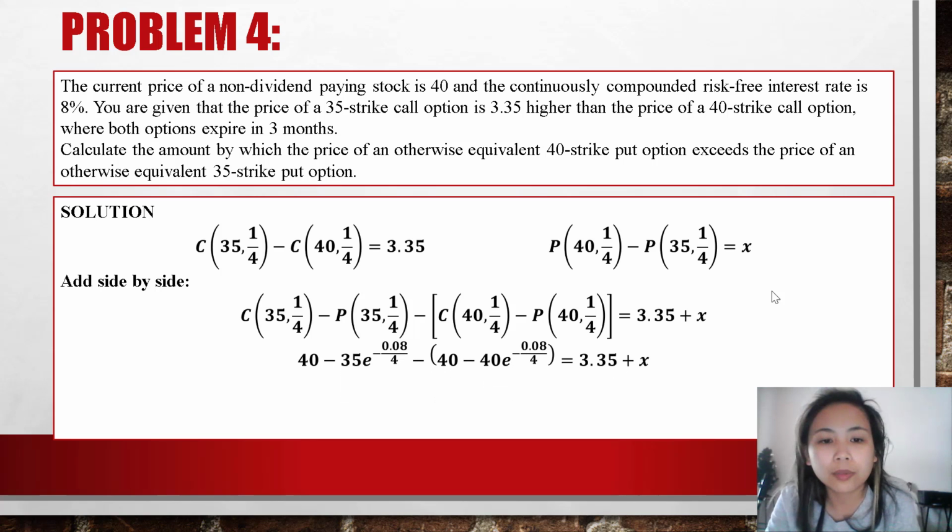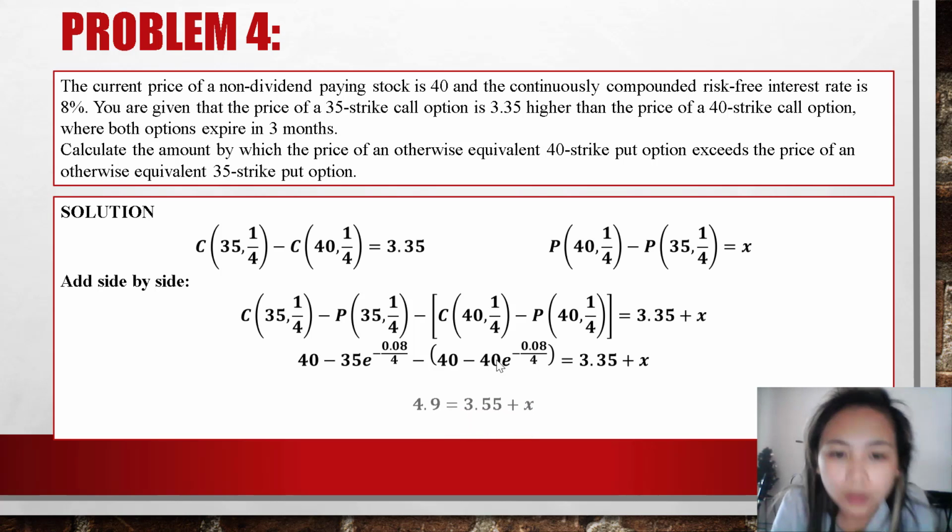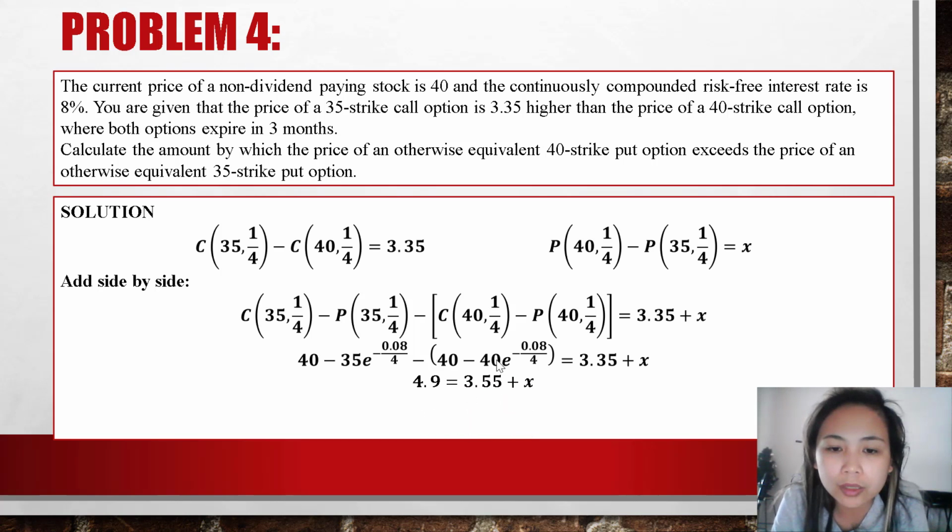So from here, for each group we use the put-call parity. For the first group, we get the current stock price 40, subtract the strike 35 times e to the negative 0.08 over 4. For the second group, the current stock price is 40, but the strike is 40. So from here, we have 4.9 is equal to 3.35 plus X. And solving for X, we get X is 1.55. So the answer is 1.55.